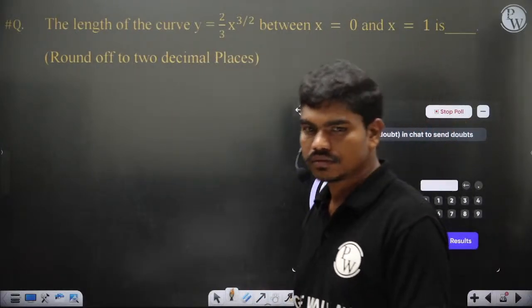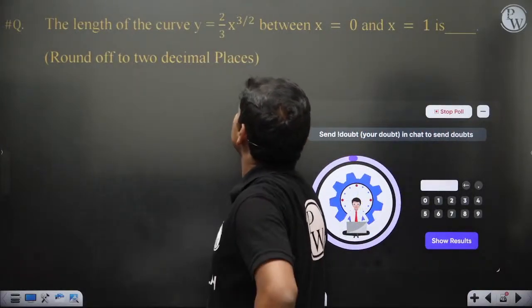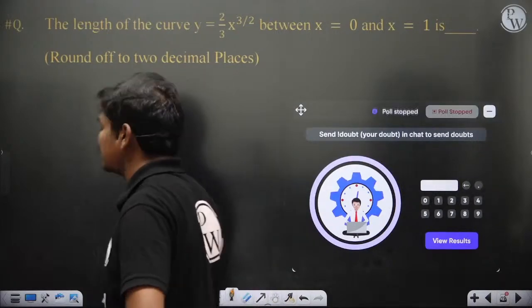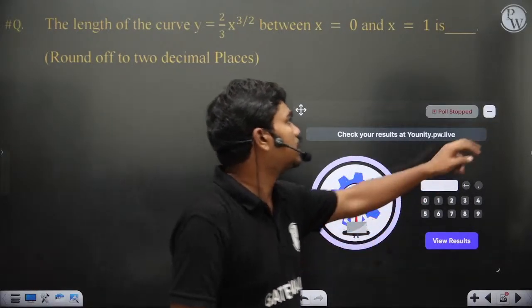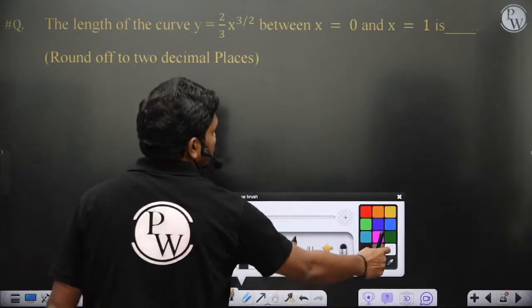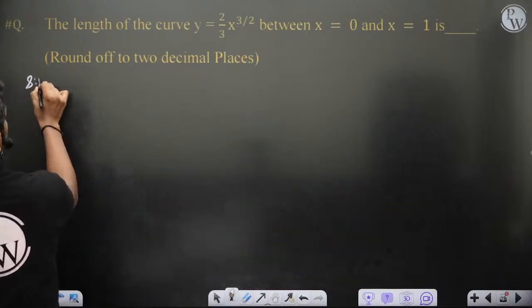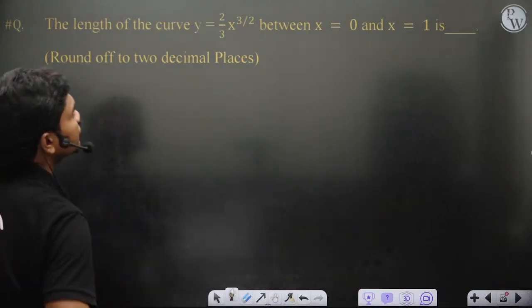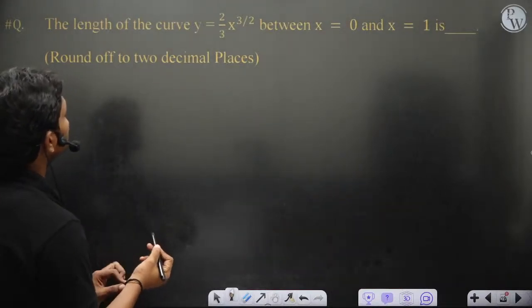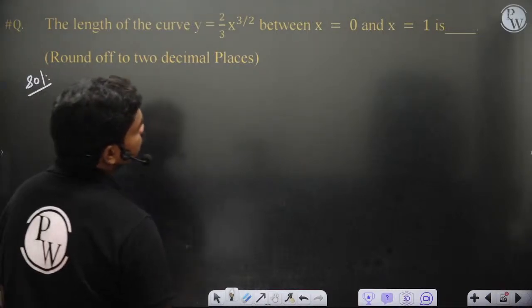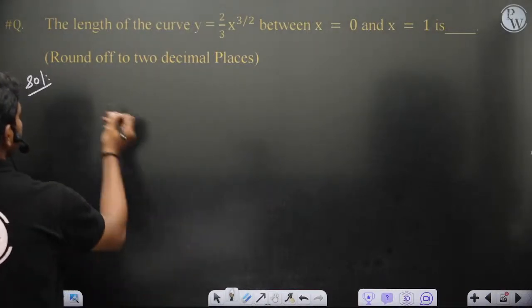Point 36 maybe. Fine, let's see. I don't have much clarity. Let's solve this. So what's the curve? It's a PYQ as long as I remember. I think once this was asked in ISRO exam as well. So, length of the curve y equal to 2/3 x power 3 by 2 between x equal to 0 and x equal to 1. Okay, so let's see.